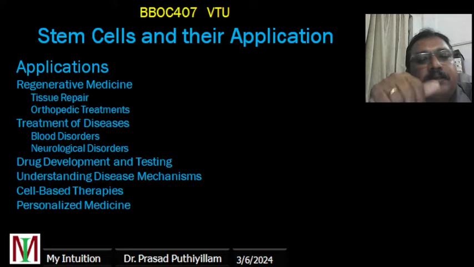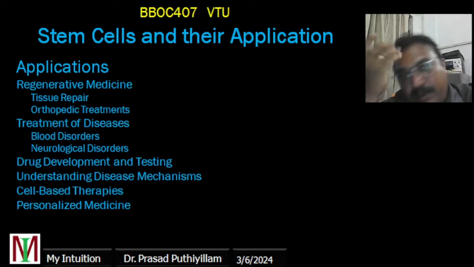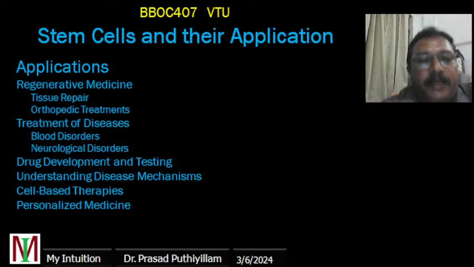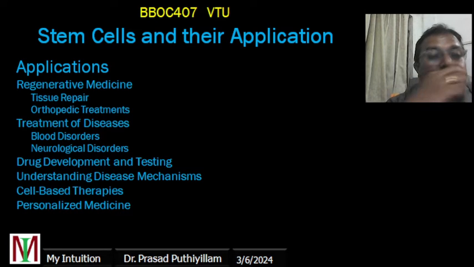Then understanding the disease mechanism. By studying stem cells with different diseases in a lab-controlled way, we can study how a disease is spreading or how it is forming. That study can help us understand how different diseases are formed. Some diseases can be controlled or stopped by understanding the source as well as the mechanism of how it forms. If you know the mechanism, you can block it and then control it. That is the understanding disease mechanism application.